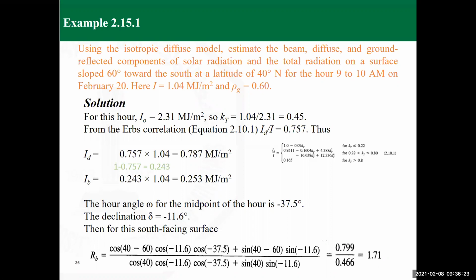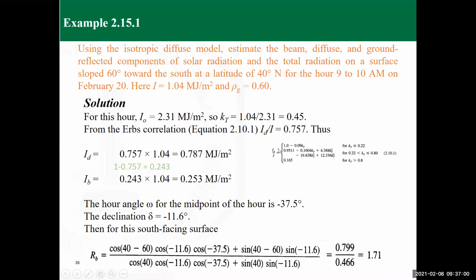Now for this hour, the value of I naught is given as 2.31 megajoule per meter square. The value of KT is the ratio of the 1.04, the I which is given here, divided by I naught. So KT is given as 0.45. And then from the correlation of figure 2.10.1, I repeated this correlation here as a reminder. The value of ID depends on the value of KT. KT here is 0.45.